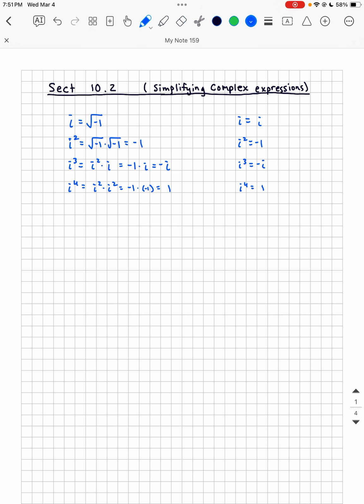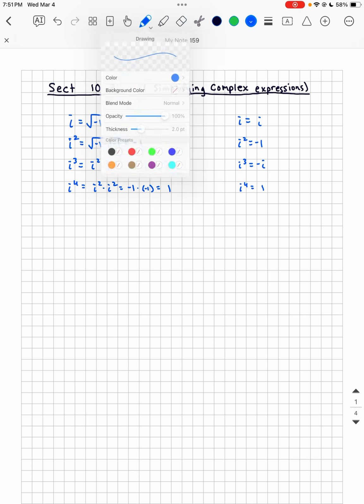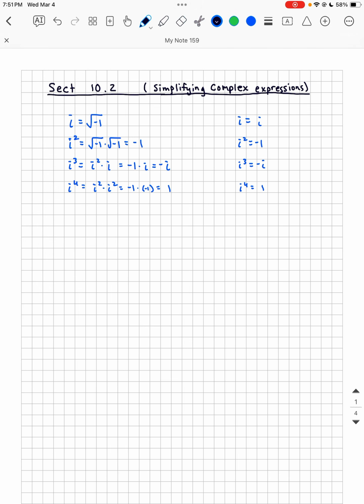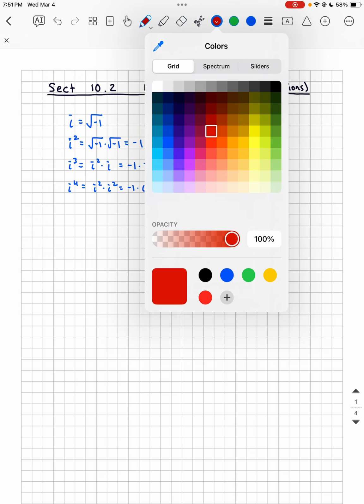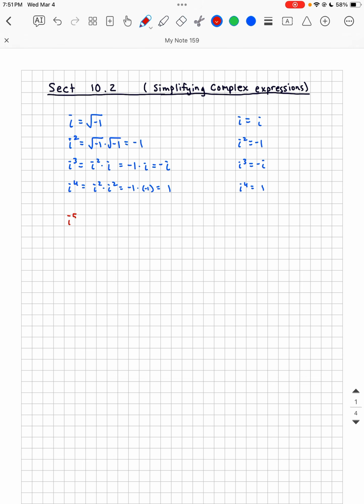With that being said, we can use this to our advantage for all the other stuff, and you'll see that there's going to be a very nice pattern about this. Let's go further and solve for i to the fifth. Just using a different color here, i to the fifth is the same thing as i to the fourth multiplied by i, so that's equal to 1 times i, which is equal to i. i to the sixth is then going to be i to the fourth times i squared, which is equal to 1 times -1, so it's equal to -1.